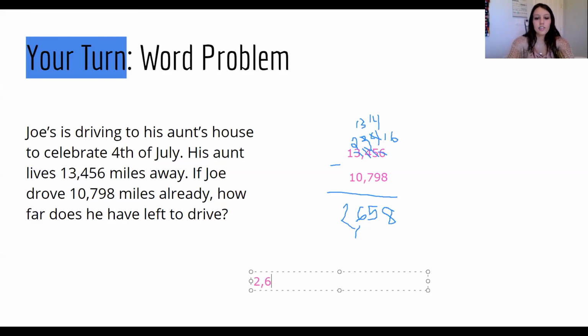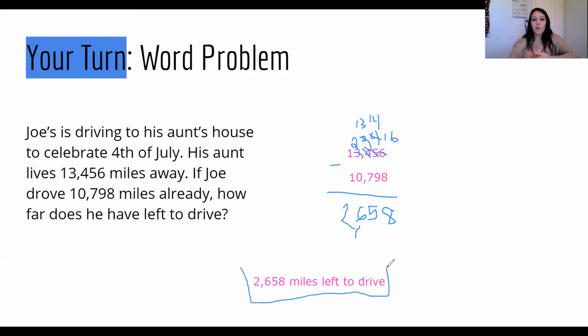2,658. But 2,658 what? Looking at our problem, let's see. We are subtracting miles from miles, right? 13,456 miles from 10,798 miles. So we are going to say that Joe has 2,658 miles left to drive. And we want to make sure we have our label like this. That way the reader or whoever is trying to figure out the answer to the problem, they know exactly what we're talking about. We're not talking about 2,658 cookies or cars or houses. We're talking about miles here, and that's an important distinction to make.